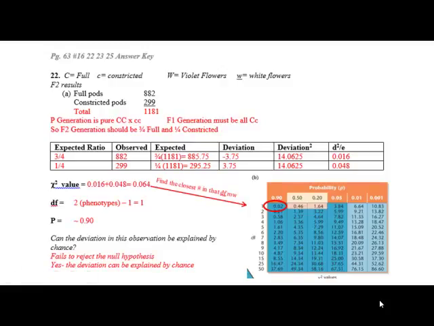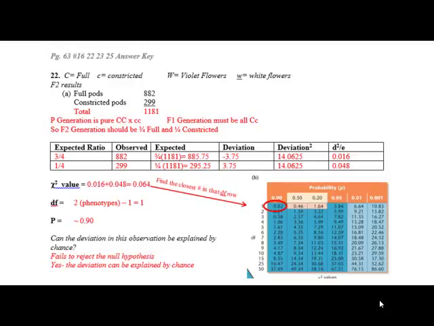In this video, I'll explain problem number 22, part A, on page 63. In this example, we're specifically looking at the full pods versus the constricted pods, and we're trying to figure out if these are the results we should get in an F2 generation for full pods and constricted pods when we recognize that full is dominant to constricted, and we've gotten this data.